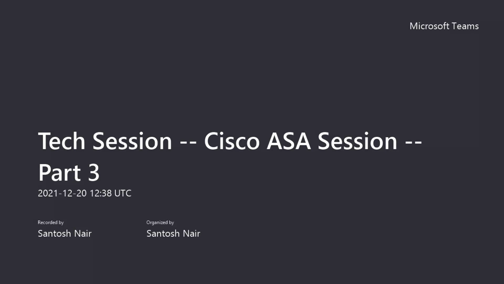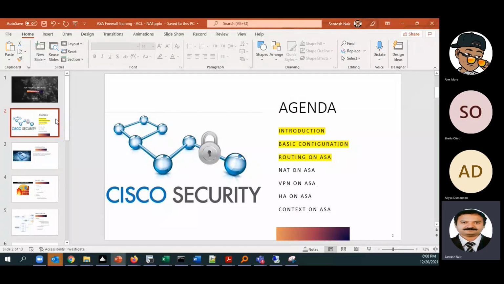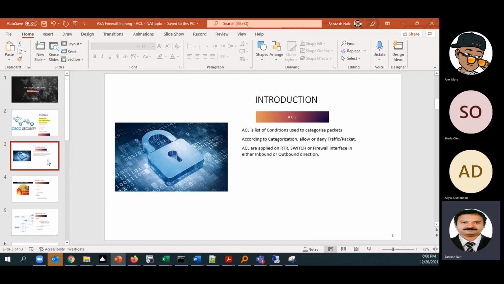So earlier we had gone through the basic configuration. Also, we had gone through the routing on ASA firewall. Also, we have gone through ACL. We had implemented ACL. I am sure that you all are very good at implementing ACL, but we'll just cover the ACL part also.